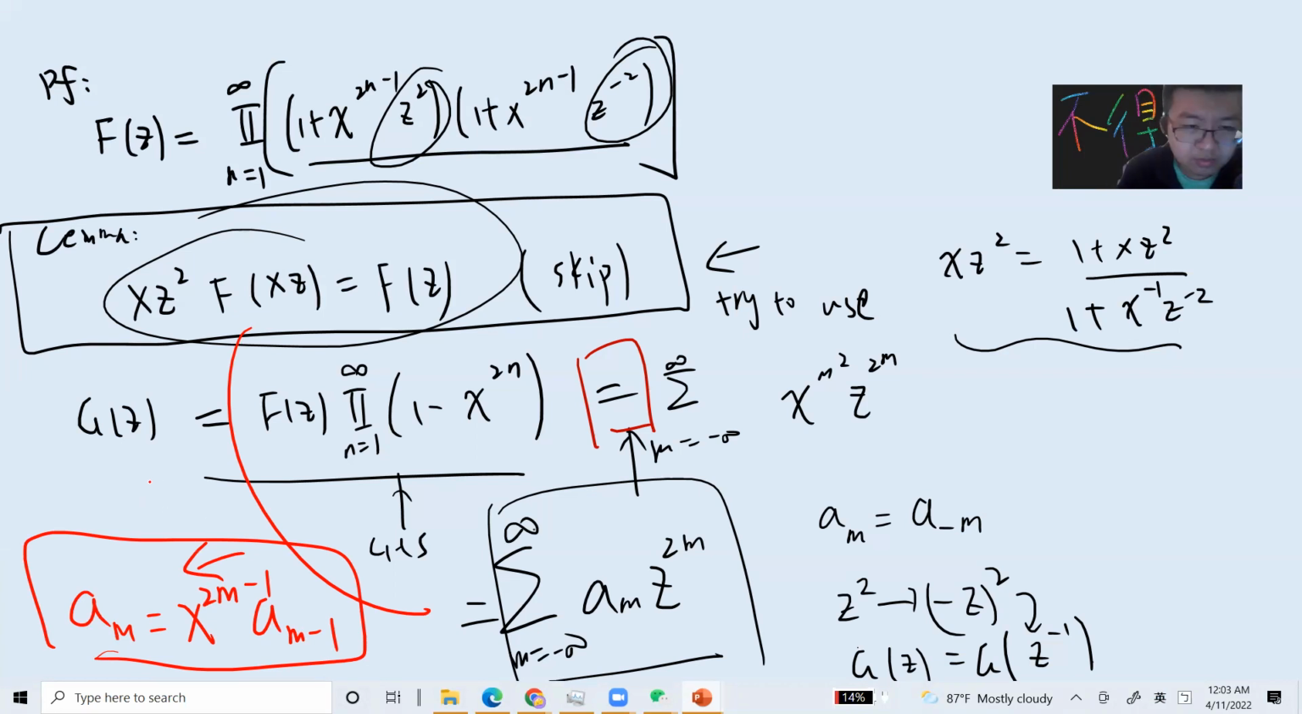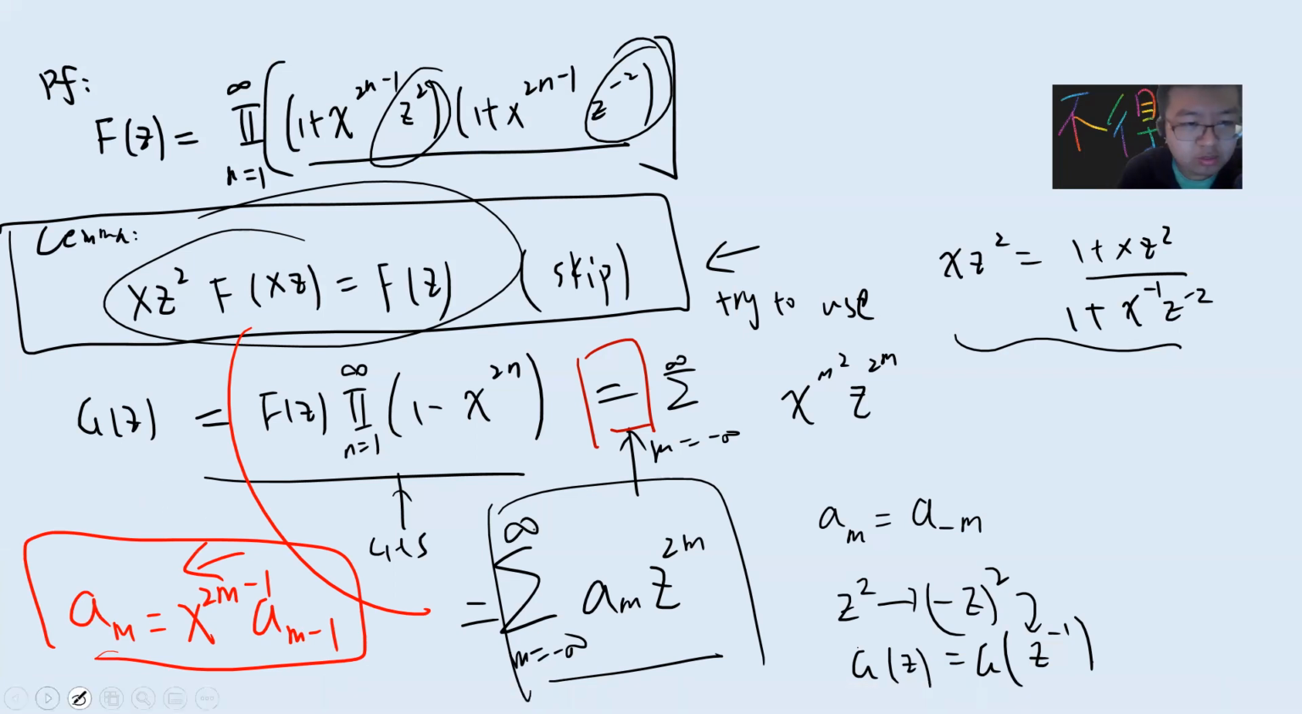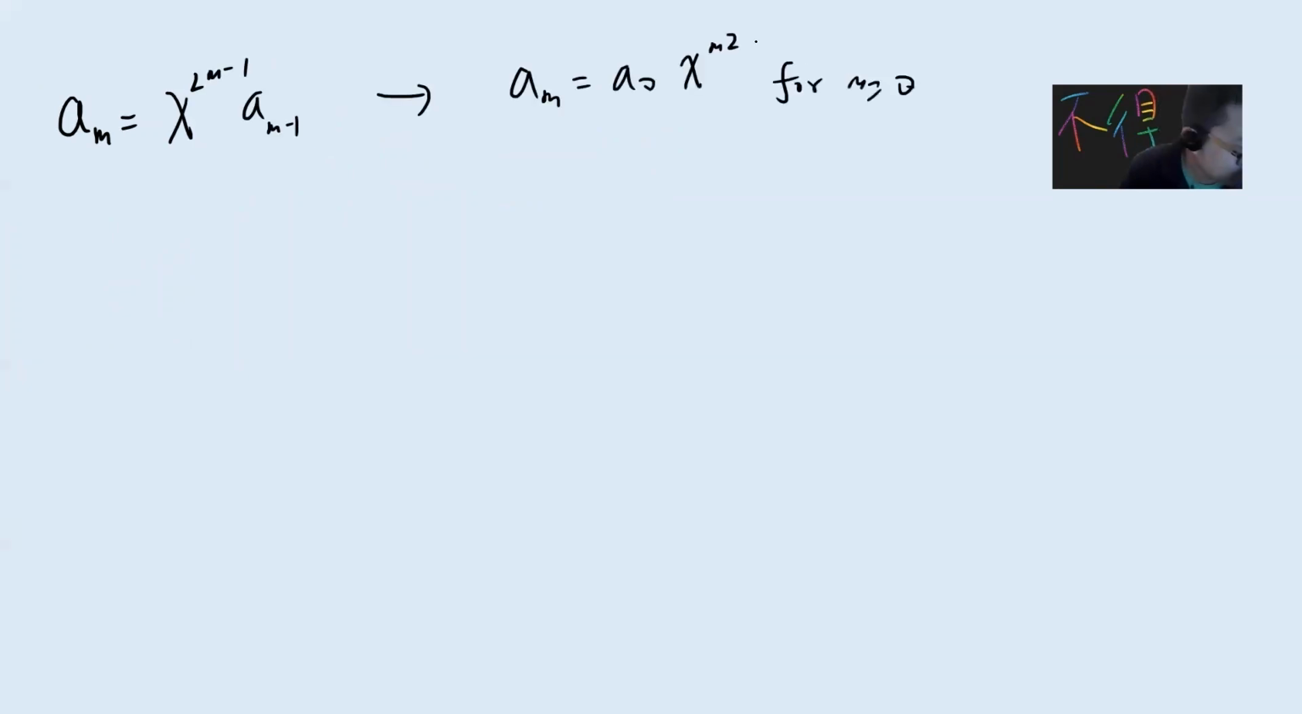Okay, let me just go to the next page. So what we have is a_m equals x^(2m-1) a_(m-1), which gives a_0 x^(m^2) for all m greater or equal to 0. And also you can check that m less than 0 is correct. This is just very simple. Sorry, 1 plus 3 plus 5 up to 2m minus 1 is m squared. We just need to use this.